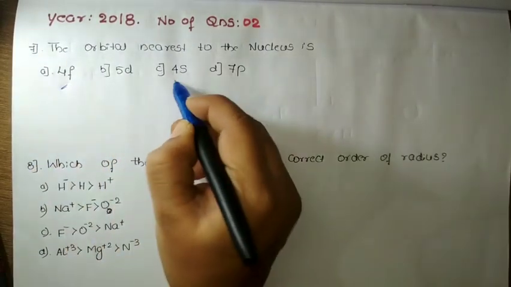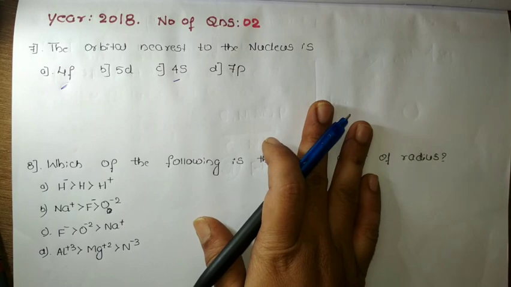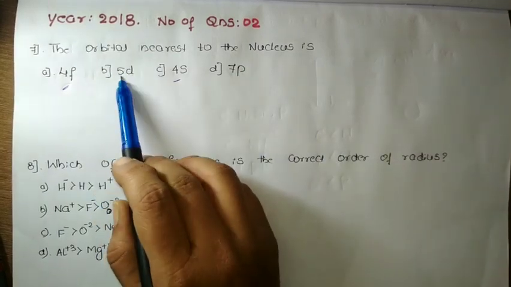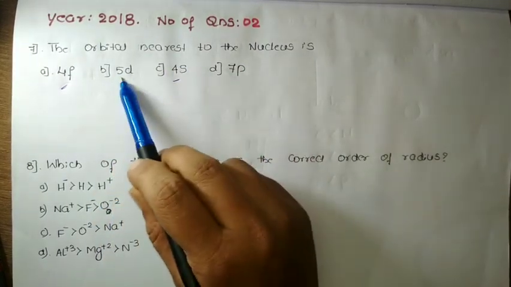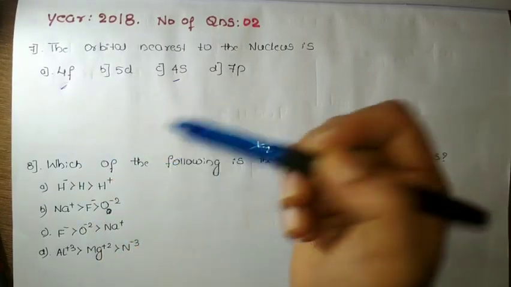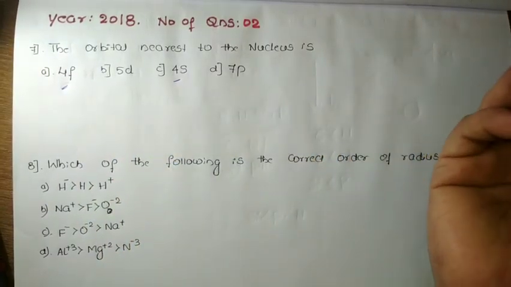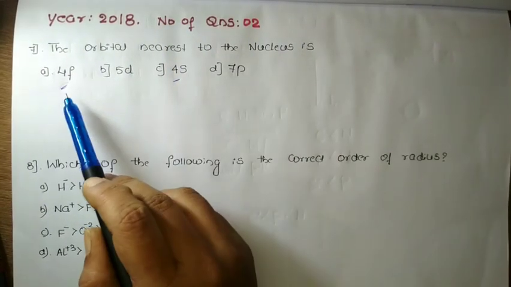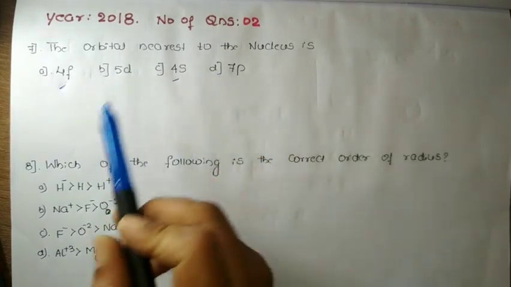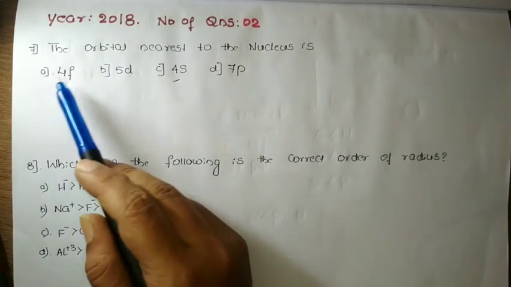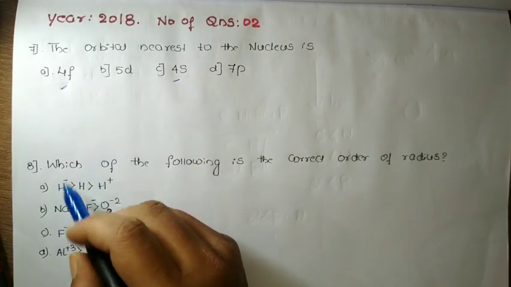So 4s and 4f are the lower energy levels, because the 5d orbital and the 7p will come after the 4 orbitals, the fourth shell being filled up with the quantum number 4. Okay, so now B and D will not be the option. Now comes between A and C, which is the correct one.